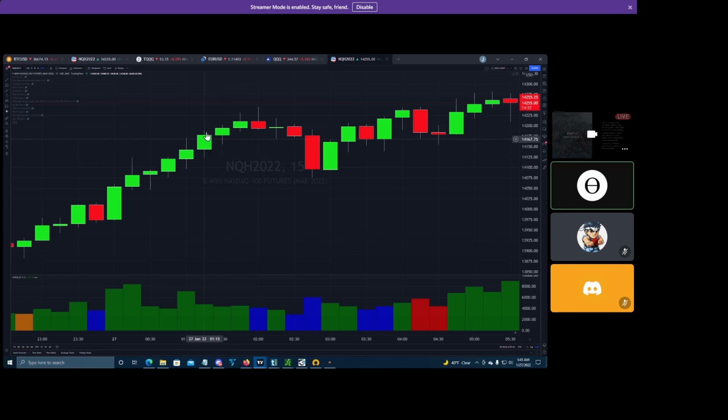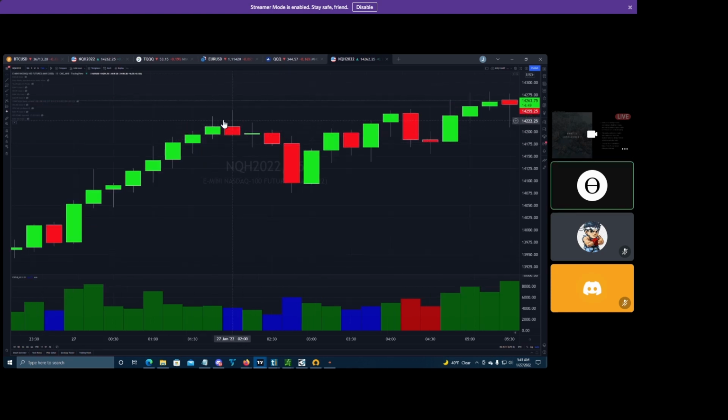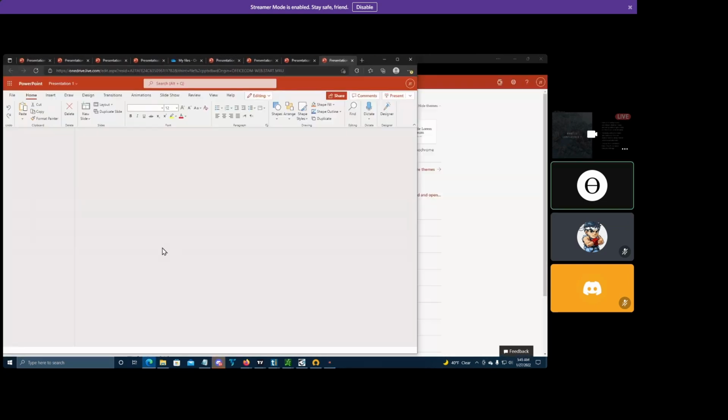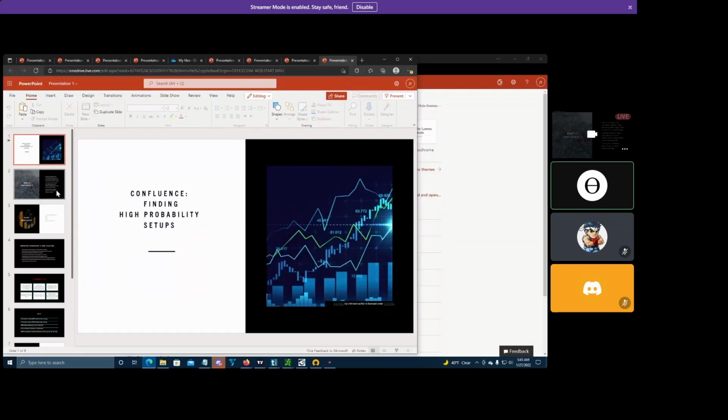And every 15-minute candlestick has a low and a high, right? Every candlestick has a low and a high. This candlestick also has a low and a high, right? So that's what I mean when I say the 15-minute high low. That's what I mean by the 15-minute high low.